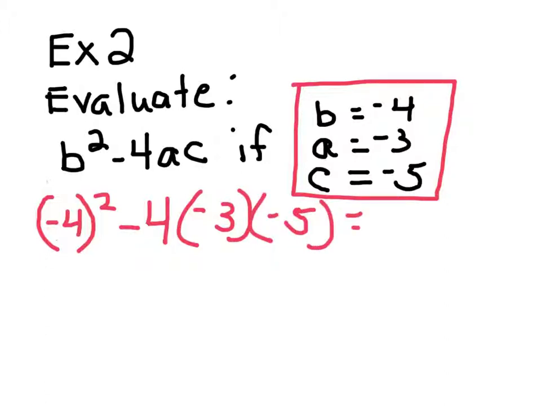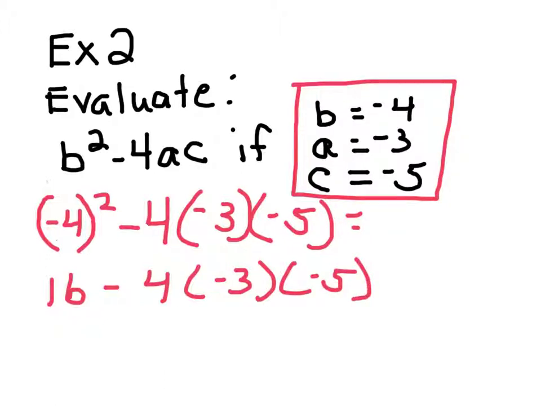Now remember, use your order of operations here. So in PEMDAS, I don't have any parentheses to do work inside of. Do I have any exponents? Yes, I do. Negative 4 times the negative 4 is a positive 16, minus the 4 times the negative 3 times the negative 5. Now do I have any multiplication? Yes, I do. So I have 16 minus, let's see, 4 times the negative 3 is a negative 12. And a negative 12 times a negative 5 is a positive 60.